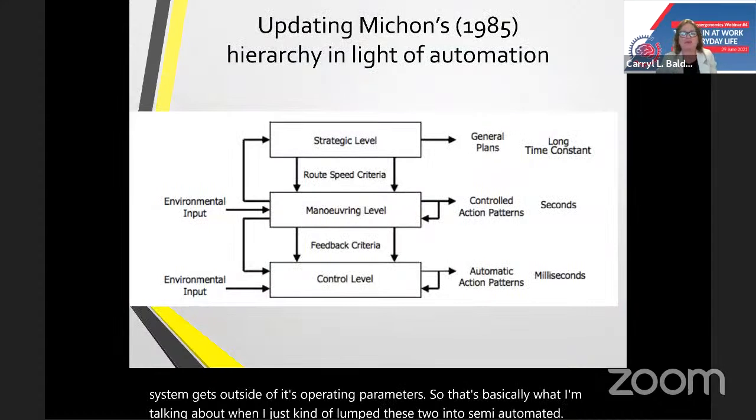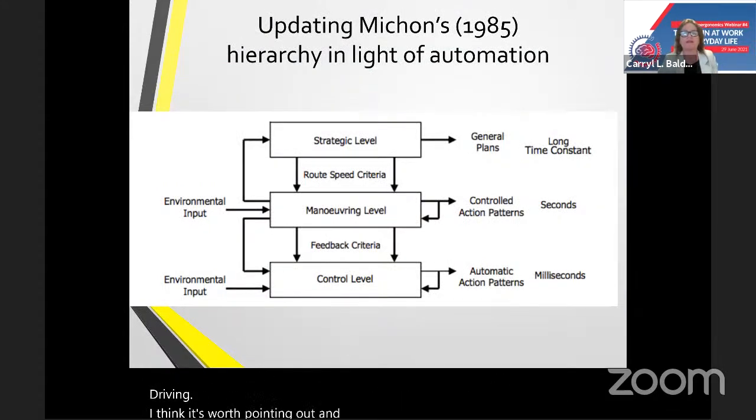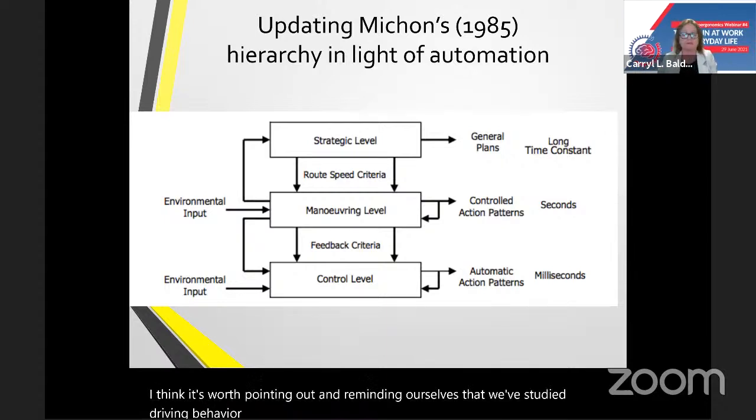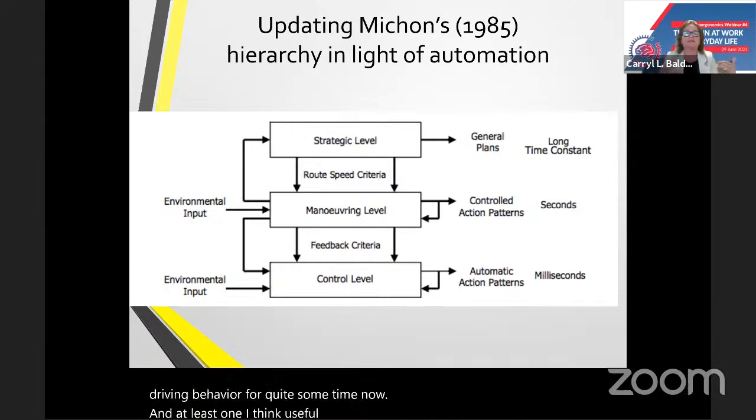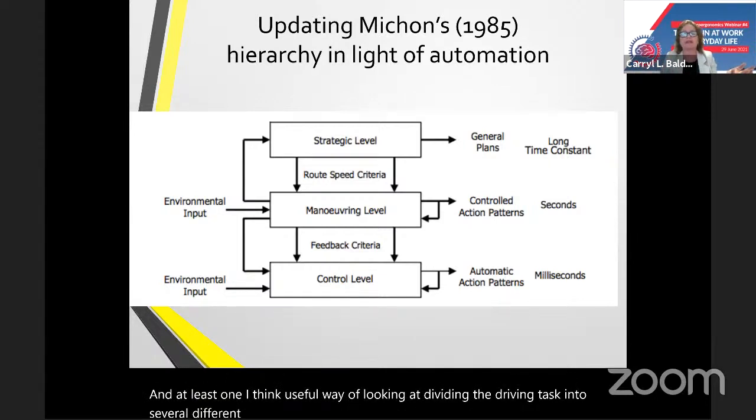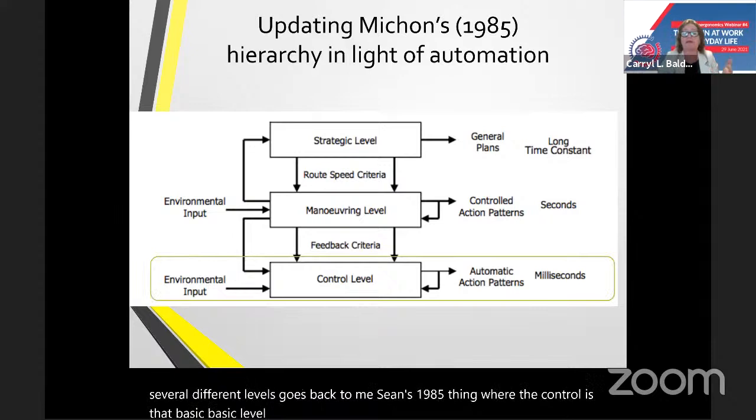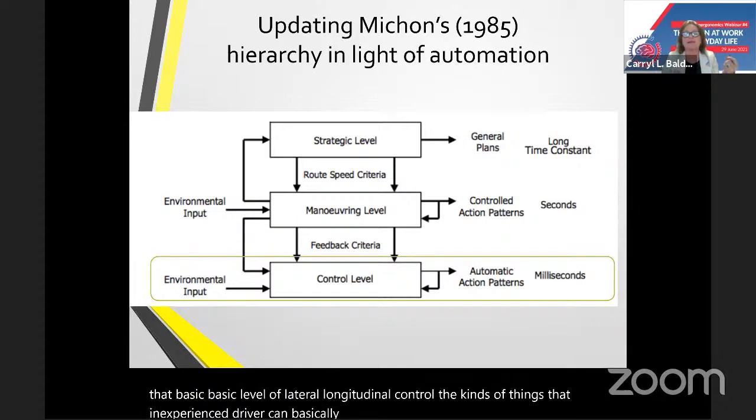And I think it's worth pointing out and reminding ourselves that we've studied driving behavior for quite some time now. And at least one useful way of dividing the driving task into several different levels goes back to Michon's 1985 work, where the control level is that basic lateral and longitudinal control, the kinds of things that an experienced driver can basically do almost automatically. That's what is currently being automated.